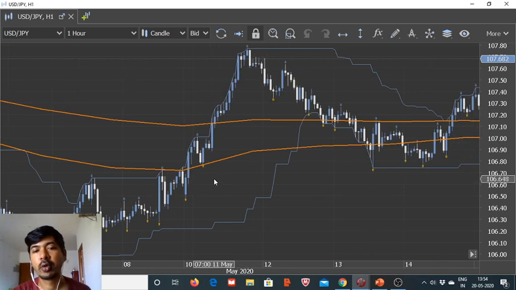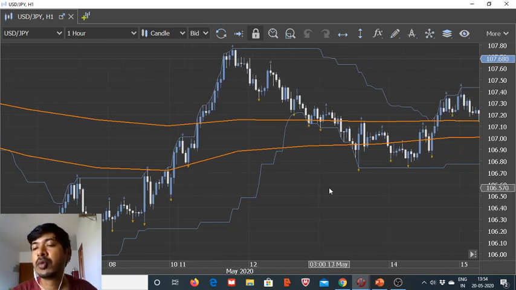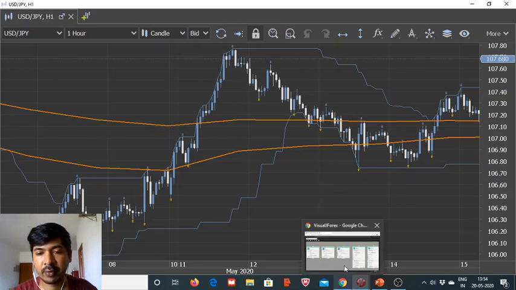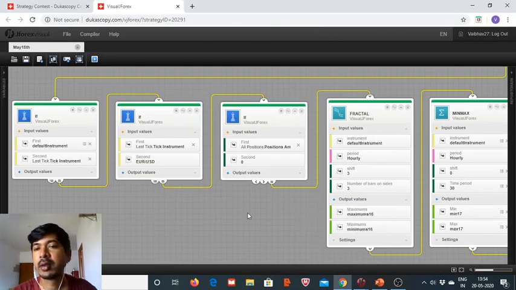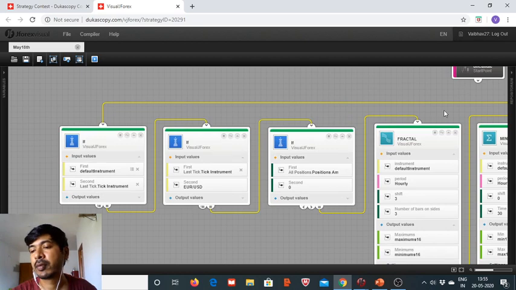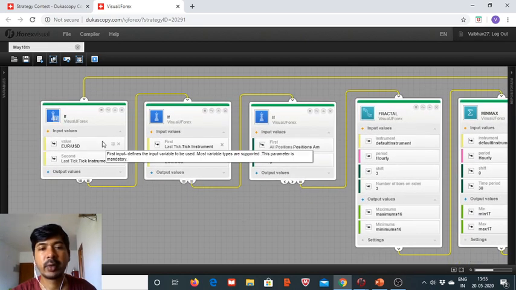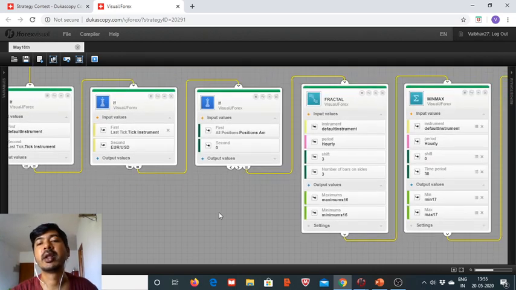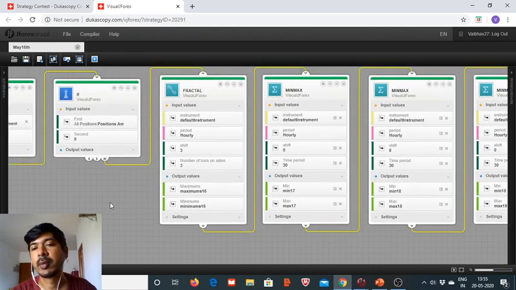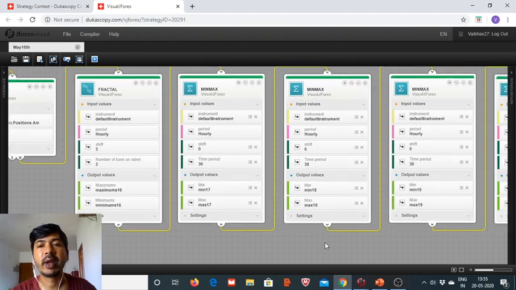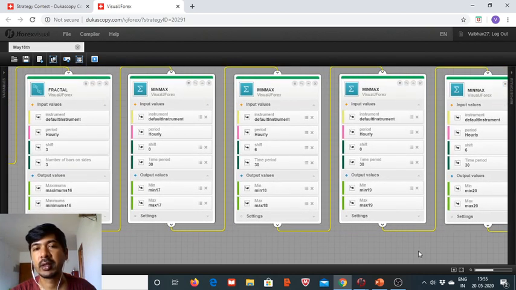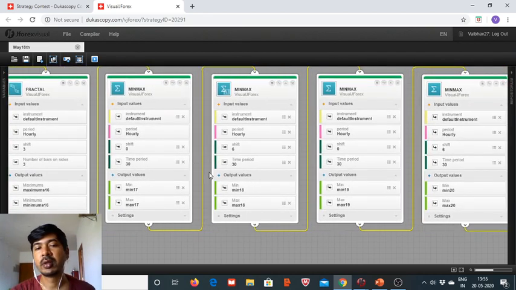So now let us go back to the Visual JForex platform of Dukascopy, and there we will see what we have done so far. We have done instrument subscription. The instrument is USD. Then we got the position amount defined. We got the fractal. We got the min-max indicators, the 4 blocks. Shift 0 for the current value. Shift 6 for the value 6 hours back.